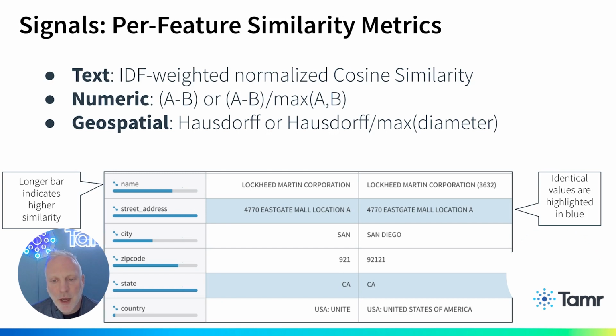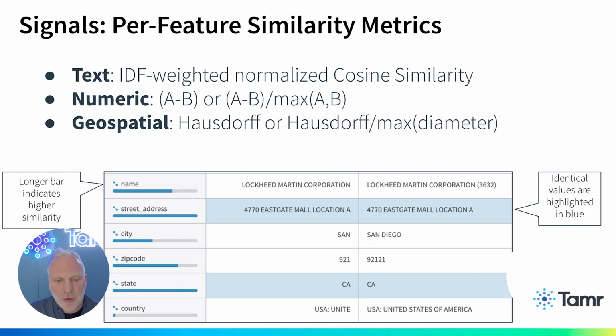Keep in mind that the output of the easy part was a bunch of pairs. We have 1 million pairs for our 500 million records. For each pair now, we want to look at each of the fields, each of the columns that is interesting to machine learning, and compute a signal, which is a per feature similarity metric. For text, as we've mentioned before, we want to use IDF-weighted normalized cosine similarity. We have already captured those IDF weights off in a separate table. Those can be joined back on.